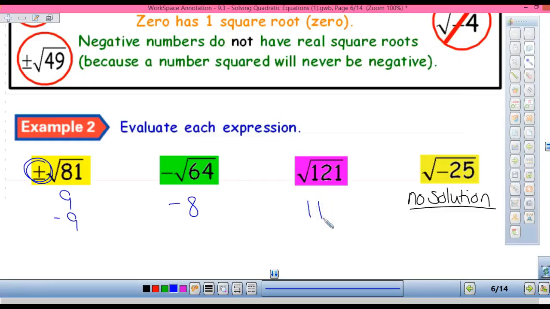Does that make sense? No, because the negative is on the outside, so it's got to come down with it. This is saying take the negative of the square root of 64. When we took the square root of 64, we got 8, but since that minus is out there, we have to make it negative. Does that make sense?